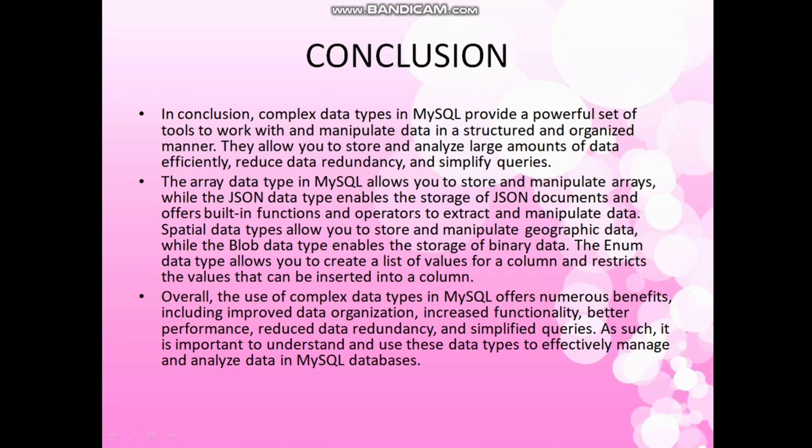The array data type in MySQL allows you to store and manipulate arrays, while the JSON data type enables the storage of JSON documents and offers built-in functions and operators to extract and manipulate data. Spatial data types allow you to store and manipulate geographic data, while the blob data type enables the storage of binary data. The enum data type allows you to create a list of values for a column and restricts the values that can be inserted into a column.